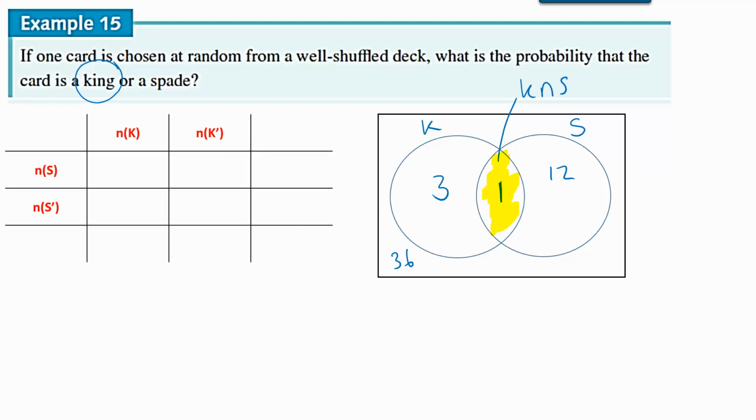Here we go. How many cards do I have that are a king and a spade? 1. So this section here has to be 1. How many kings that is not spade? 3. Yes, you're right. In total, 1 plus 3 gives you the total number of kings, 4.